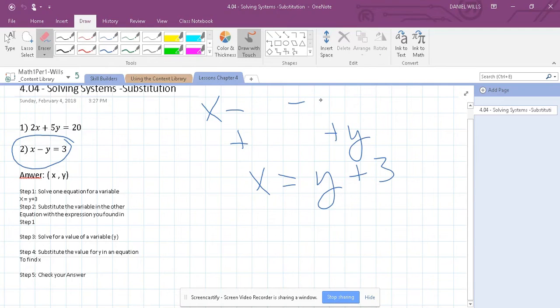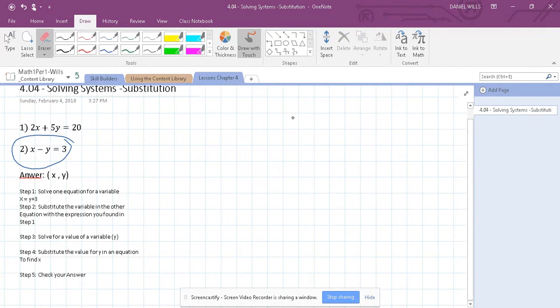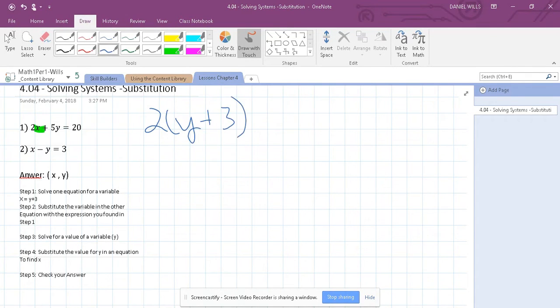Now our next step says to substitute the variable in the other equation with the expression you found in step 1. All right, so we're going to take our x equals y plus 3, and we're going to go ahead and substitute that in for the x's in our first equation. All right, so there's only one x, which is nice and easy. So we have 2 times y plus 3 for the x. Here's the substitution, plus 5y equals 20.